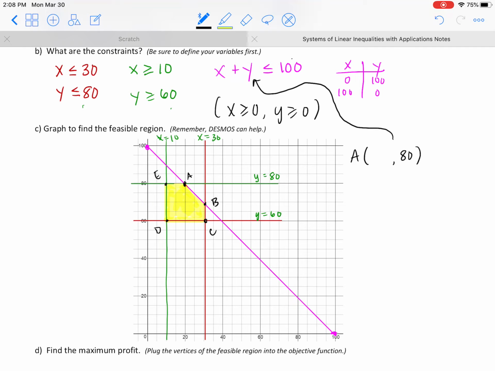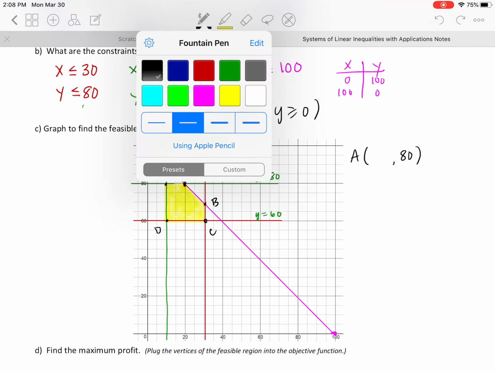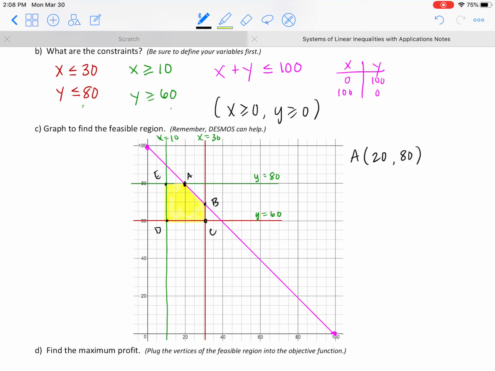So if I think about this equation right here, if I know that the y value is 80, what does the x value have to be to make the 100? Well, it's got to be 20. And it looks like that because I made my graph pretty accurate. Although if you weren't sure, you could put this in Desmos like we did on the last one, and it would tell you exactly where all those coordinates are. But it isn't too hard to see that the 20 is the x value there.